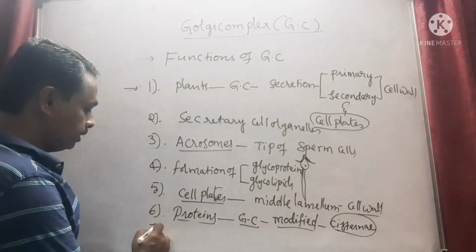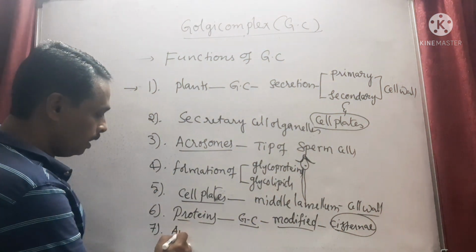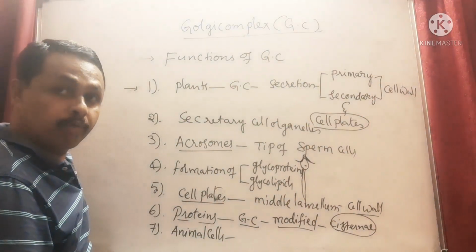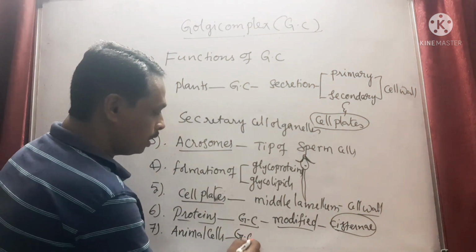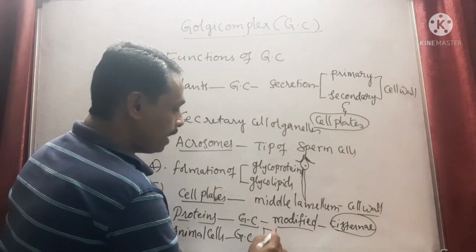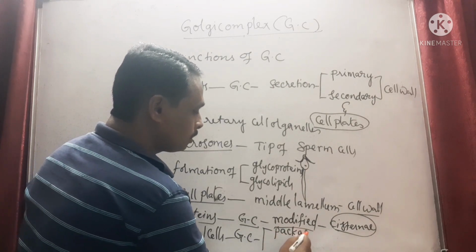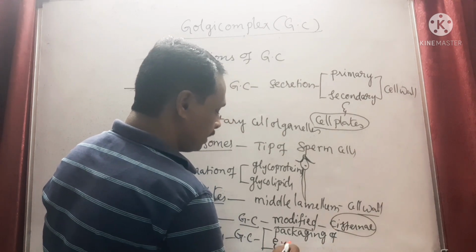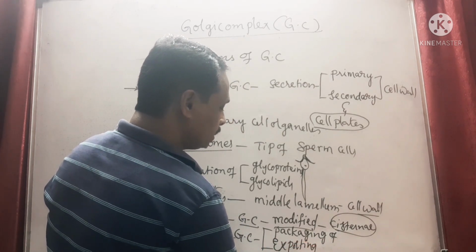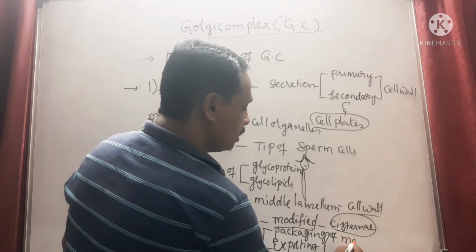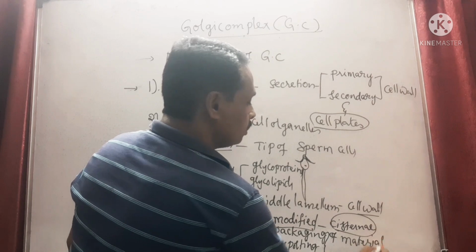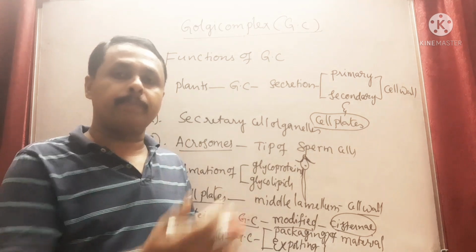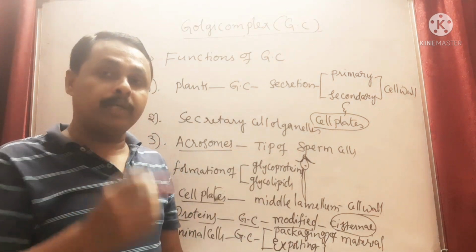And seventh, in animal cells, the Golgi complex is involved in packaging and exporting of materials in the cytoplasm of cells, from one part of the cell to another part, while they are transporting the materials.